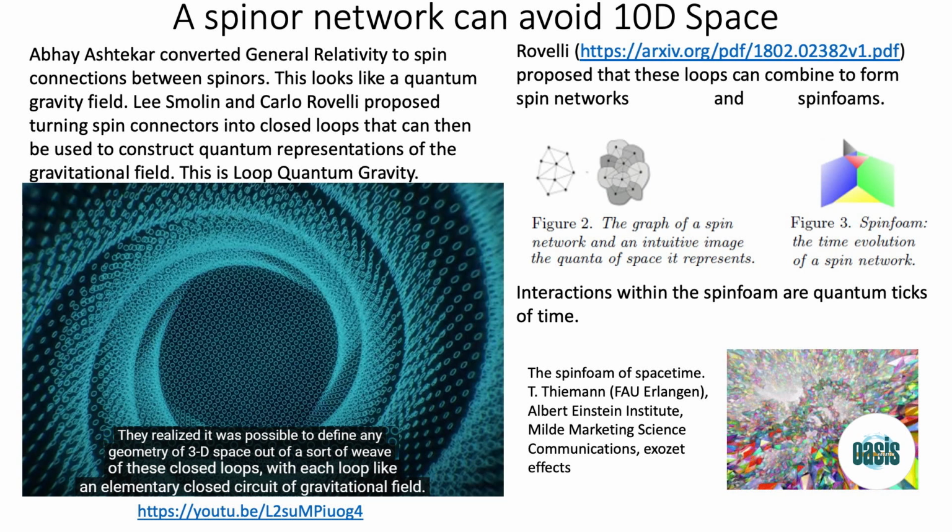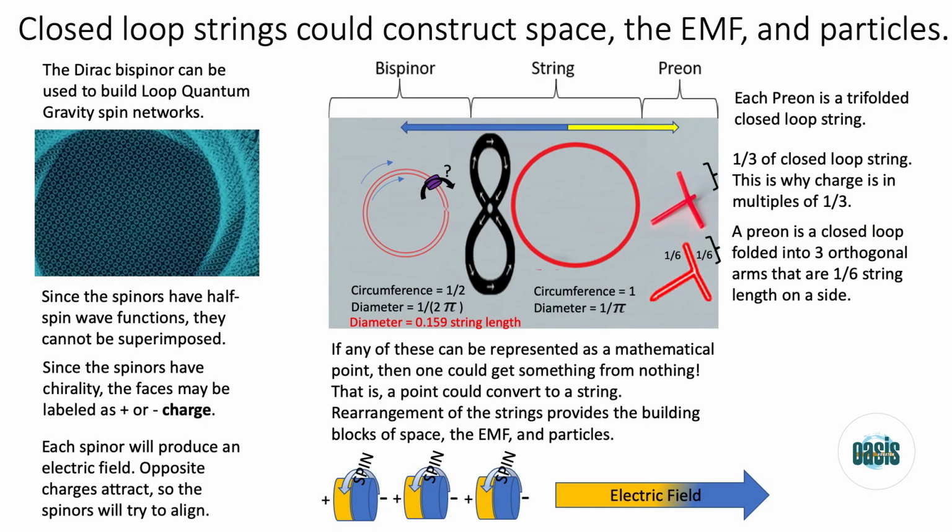So here's our spin network. And then as it evolves over time, that's a spin foam. So interactions with the spin foam become quantum ticks of time. And so here's an animation to try and show you what that looks like. Okay, so closed loop strings could construct space, the electromagnetic field, and particles. So we'd start out with a string, make our bispinor, make space from that. And from this string, we would make the preons and we would build our particles.